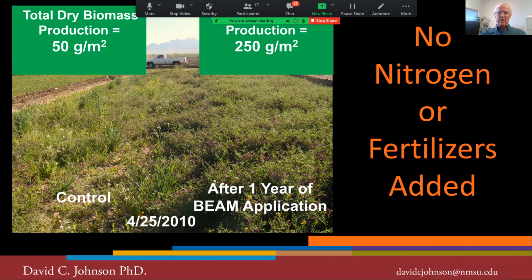We next went to a field trial, a small field trial. And on the left-hand side, it was our control. On the right-hand side, it was this after 1 year of beam application. Again, no nitrogen or fertilizers added in this system. In the control, we saw 50 grams of dry biomass per square meter. In the beam, we saw 250 grams of dry biomass per square meter. We saw a 5 times increase after the first year in productivity, putting the biology back into the system.